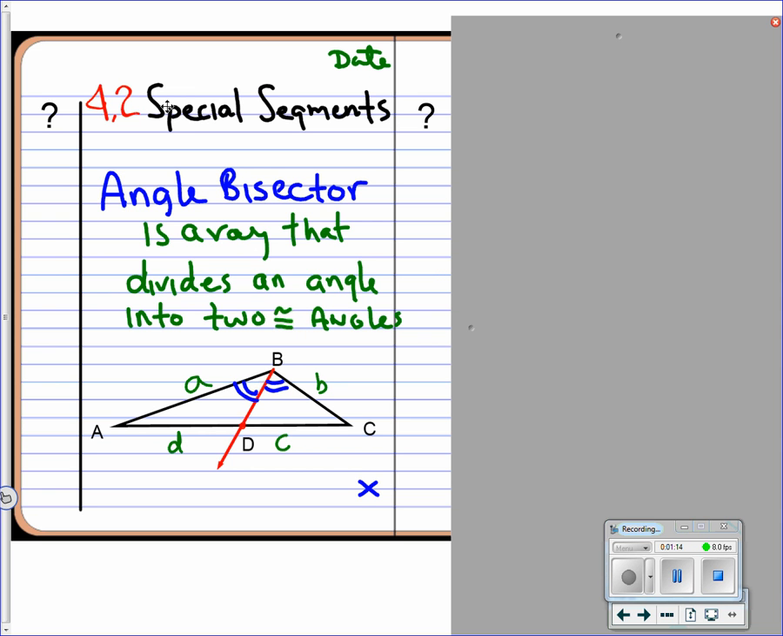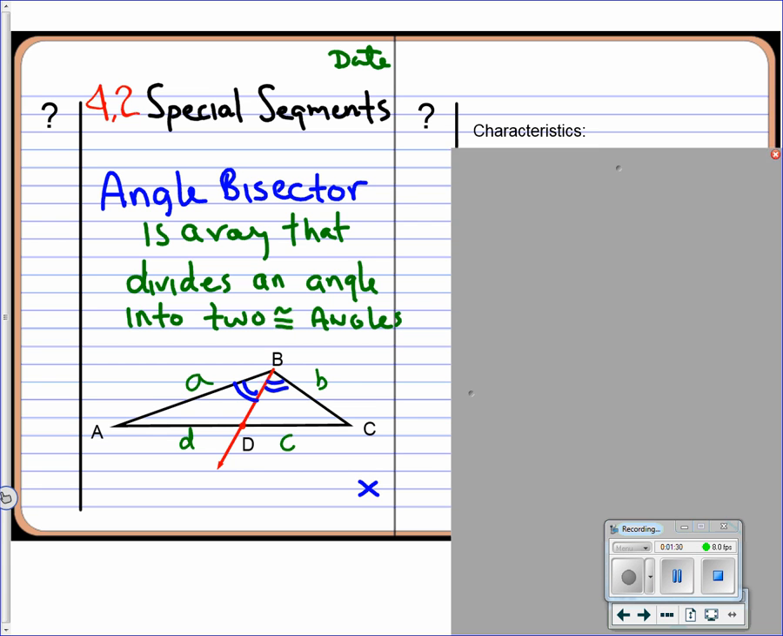Now I want to draw your attention to what I've written as lowercase letters here. These lowercase letters represent lengths of segments on the outside of this triangle, okay? Now this bottom one has been broken up into two lengths of D and C. That's going to be important as we get to this next idea.